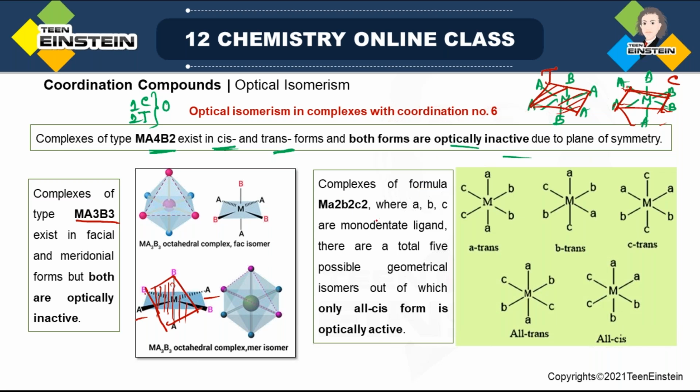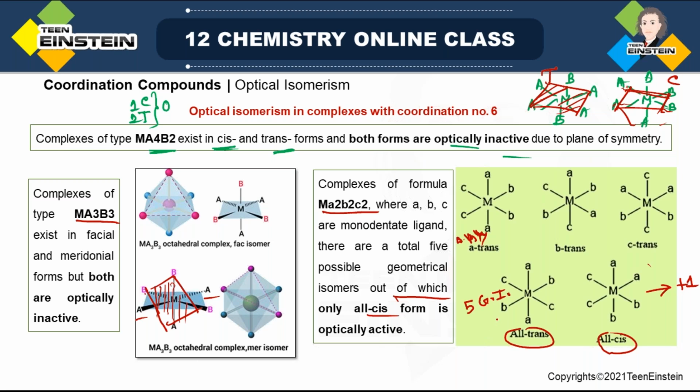Complexes of formula MA2B2C2. Remember, this type we have already discussed in case of geometrical isomers, right? And we have already seen 5 types possible, where only A is trans, then only B is trans, and only C is trans. This is all trans, this is all cis. So 5 GI are possible, but out of these 5 GI, only the all cis form is optically active. So out of these 5 GI, only one is showing optical activity. That means it will have one more isomer. So ultimately, total stereoisomers will be 6, but geometrical isomers are 5.